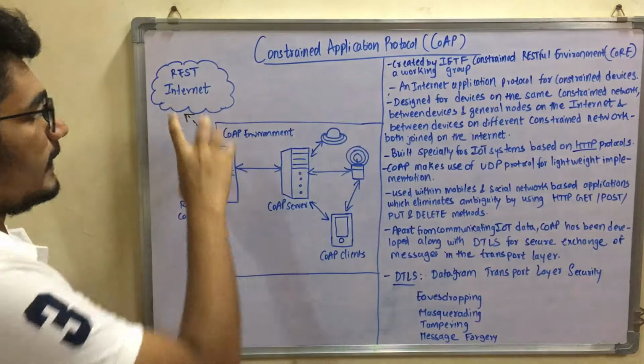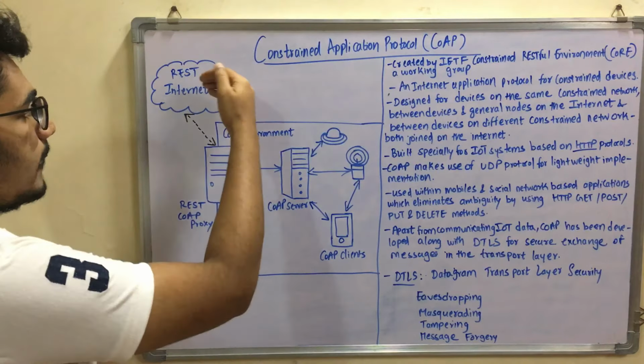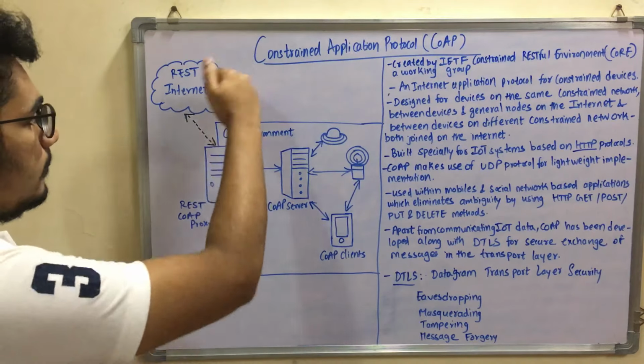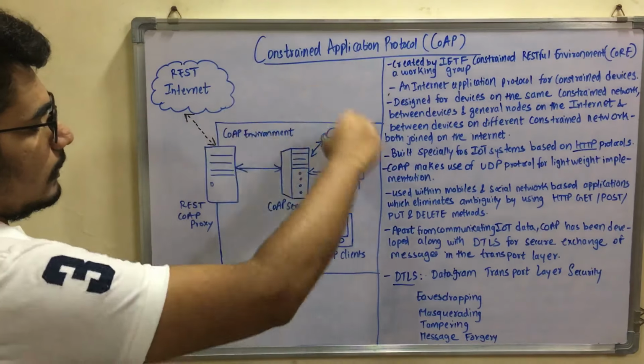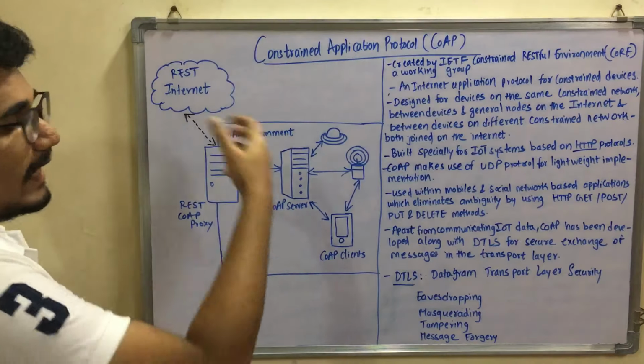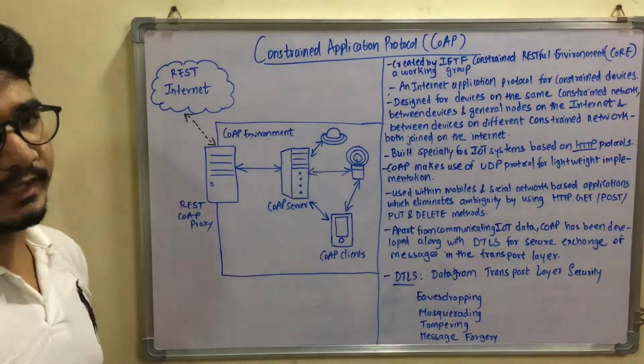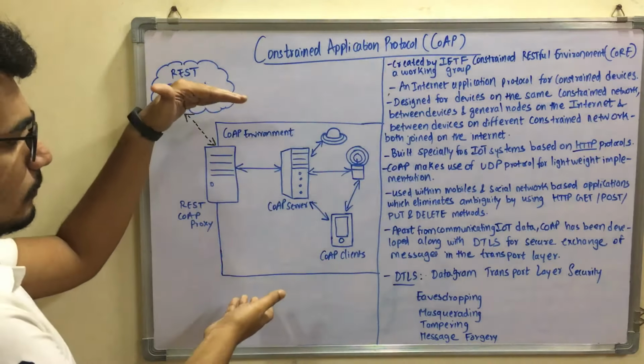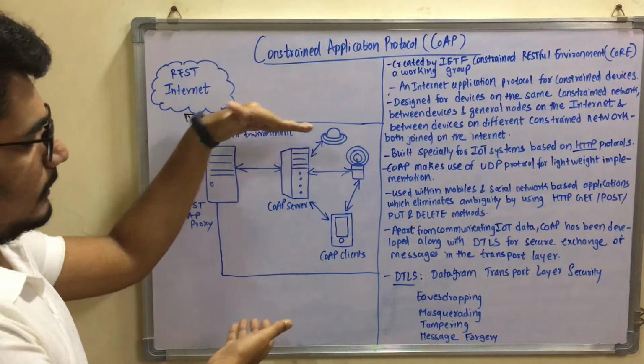So this basically indicates that it's an outside network, or you can have a firewall in between this. CoAP basically works in this CoAP environment, and it does not go outside this network. So basically it is limited to here. So it is a constrained environment.